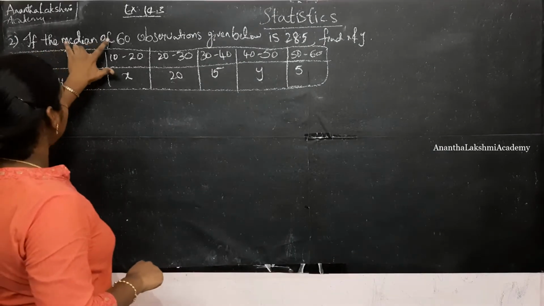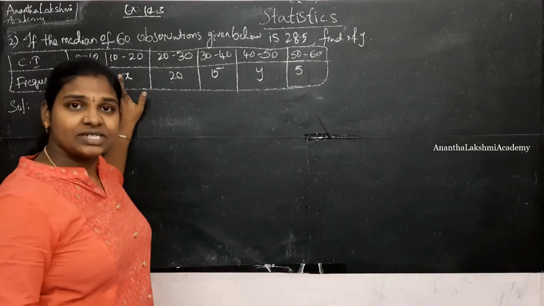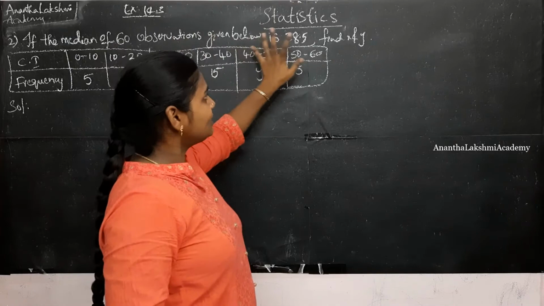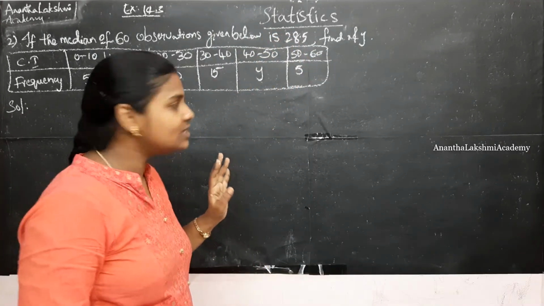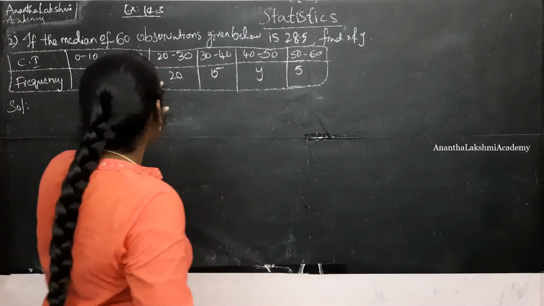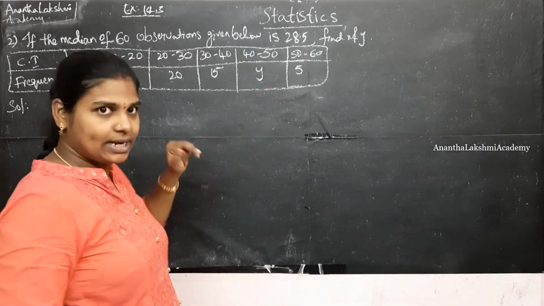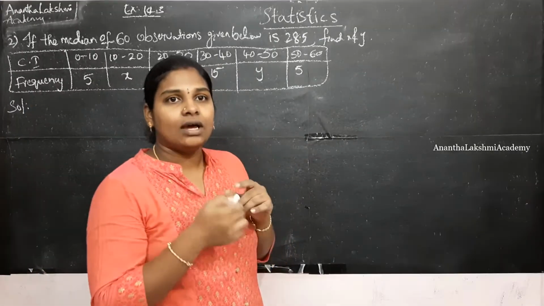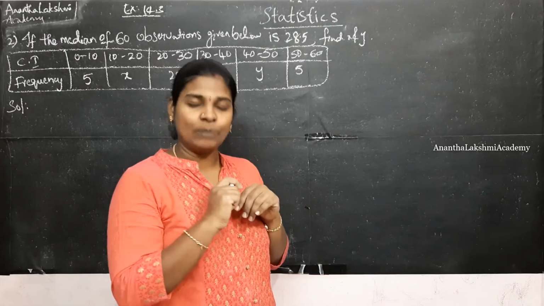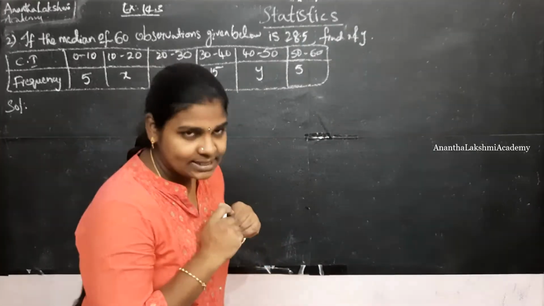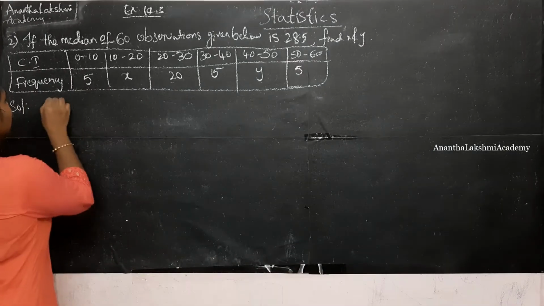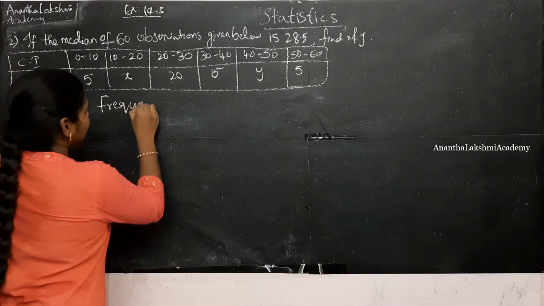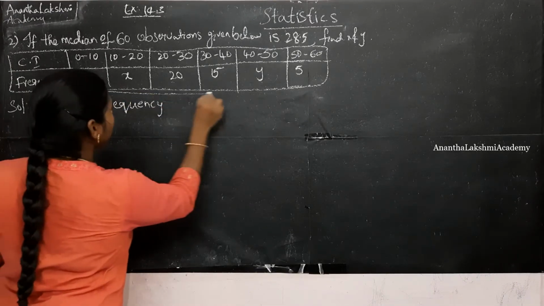Here, the median of 60 observations, the sum of the frequencies is already given as 60, given below is 28.5. The median is also given for us, 28.5. We are supposed to find the values of X and Y. All right, so let's get to solve this. What are we to figure out when we are solving for median? We are going to introduce a new column which is cumulative frequency, isn't it? Let's do this first. So class interval, I am marking it as CI, and frequency, and the last column would be cumulative frequency.